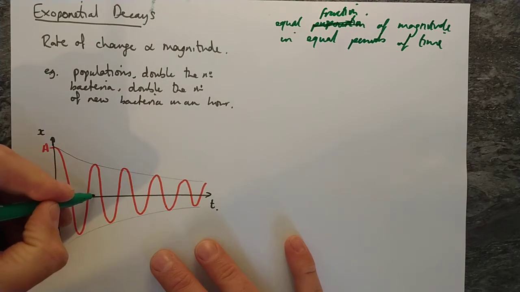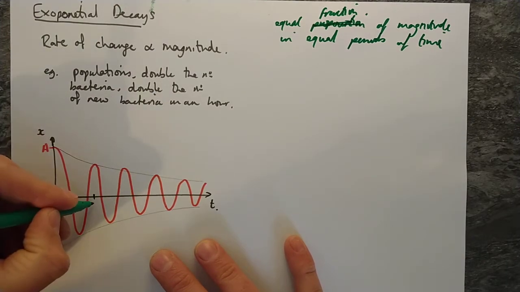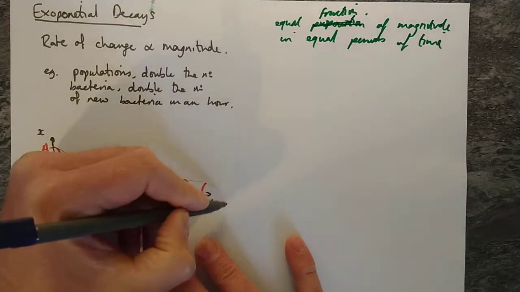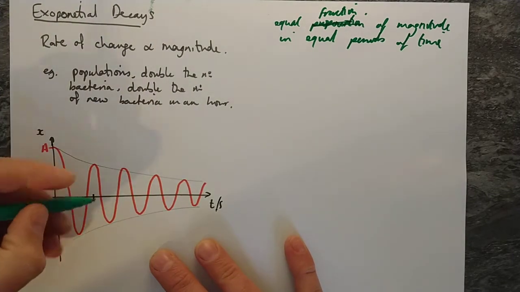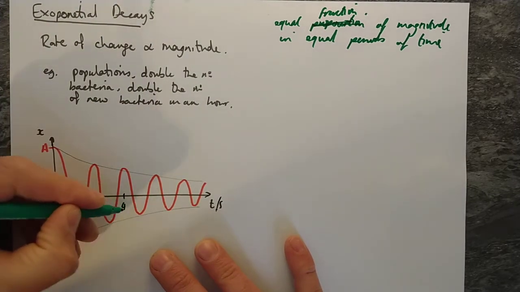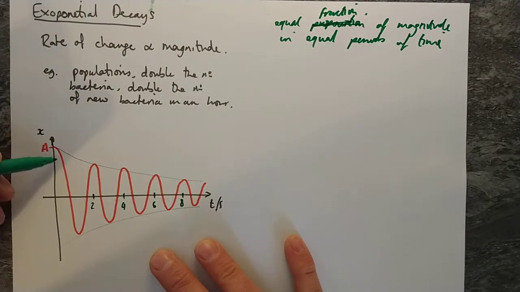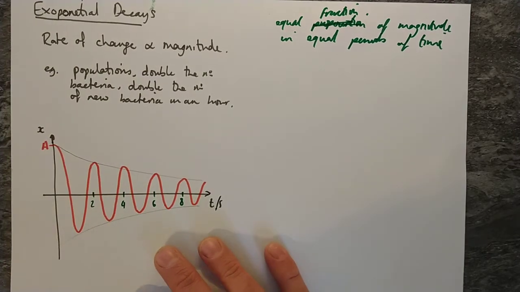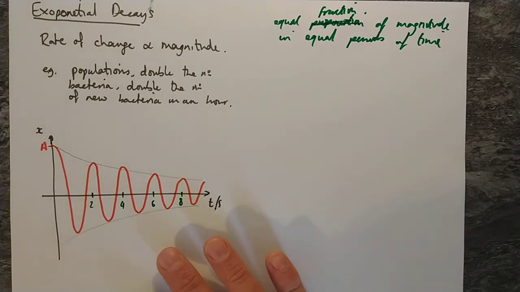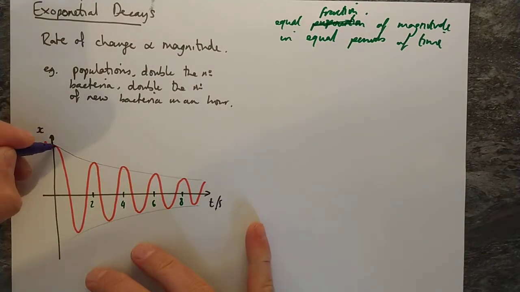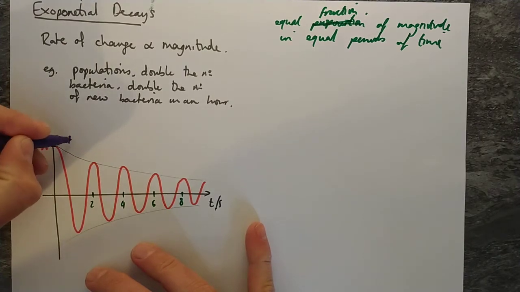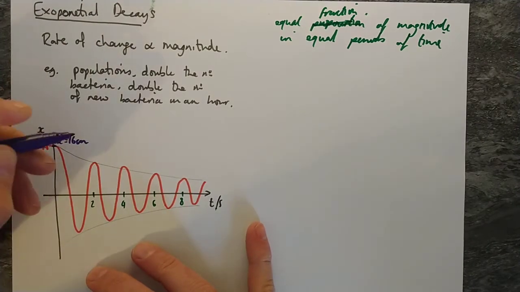So let's say that this has a time period. We'll do this in seconds, and we'll have 2 seconds, 4 seconds, 6 seconds, 8 seconds. So we can see the time for one complete oscillation there is 2 seconds. Now I'm going to make up some numbers so that the maths works out nicely. I'm going to say that the displacement at this point, x, is equal to 16 centimetres.